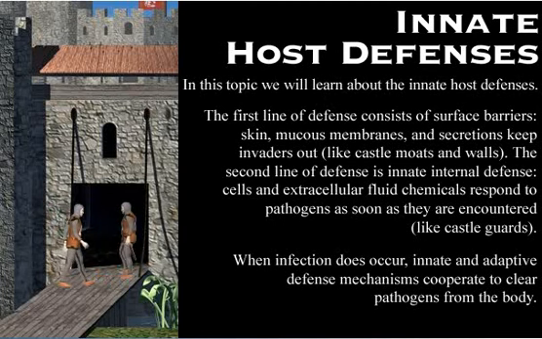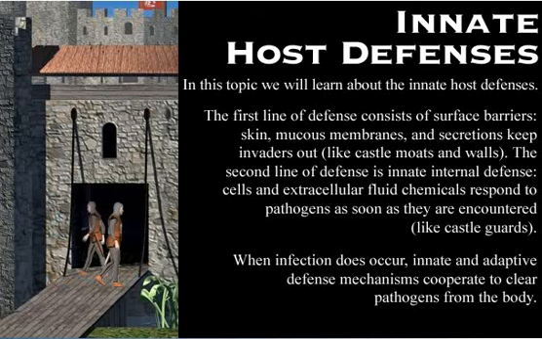In the body, these include cells and chemical substances in the extracellular fluid. Many potential pathogens are either prevented from invading the body or are quickly eliminated following invasion. When infection does occur, innate and adaptive defense mechanisms cooperate to clear pathogens from the body.